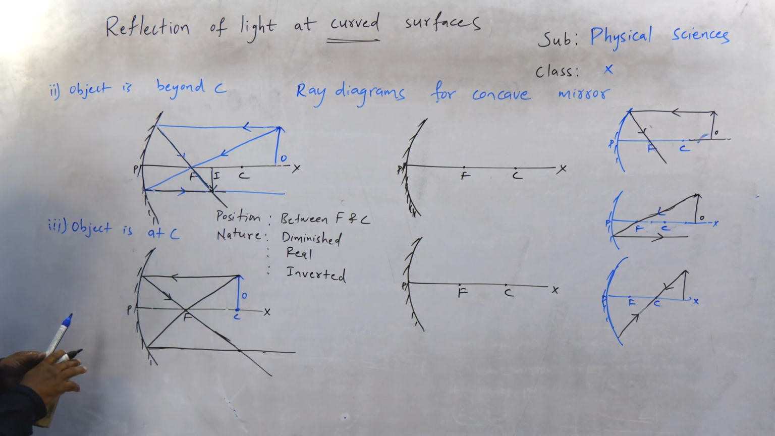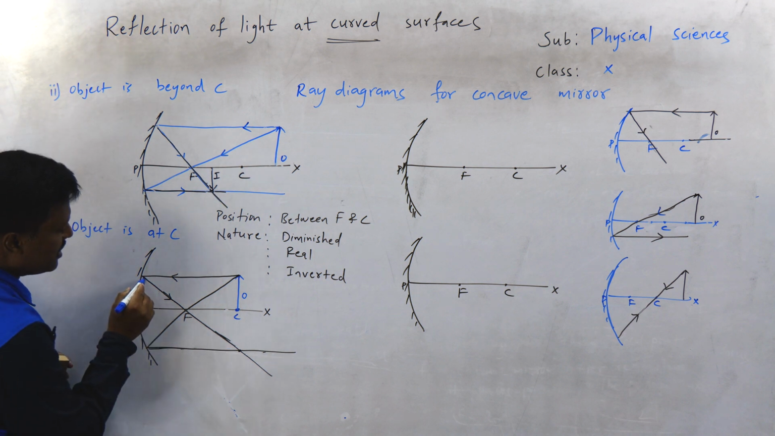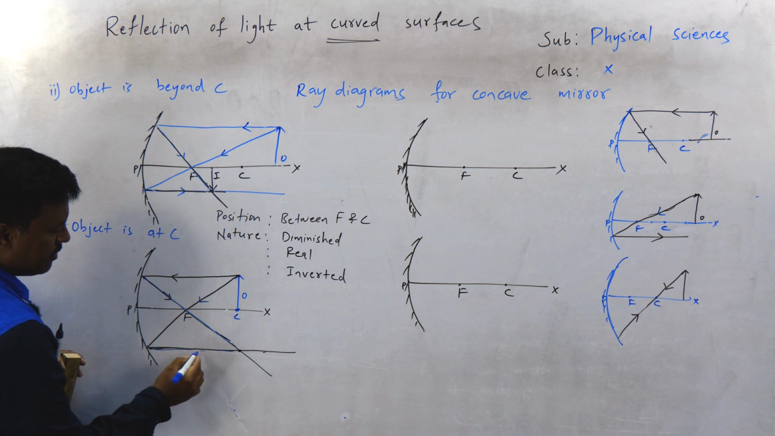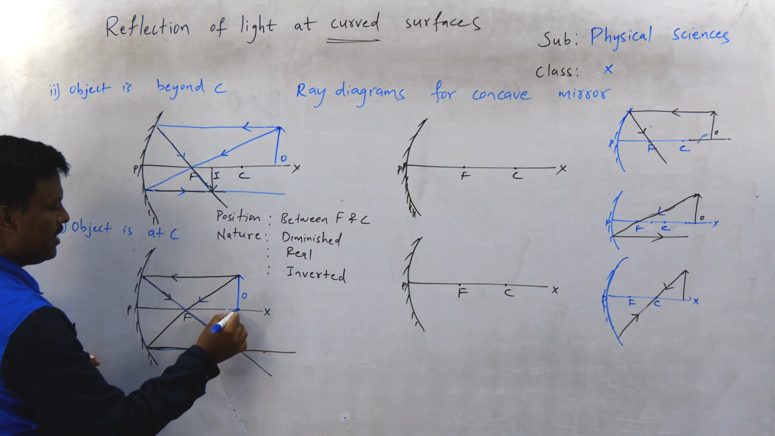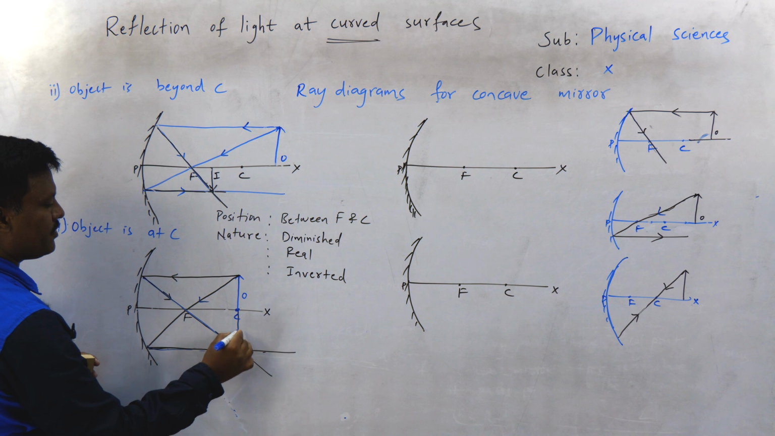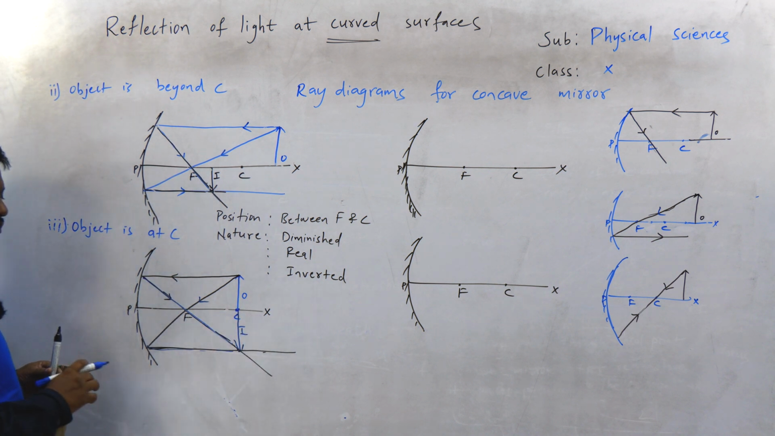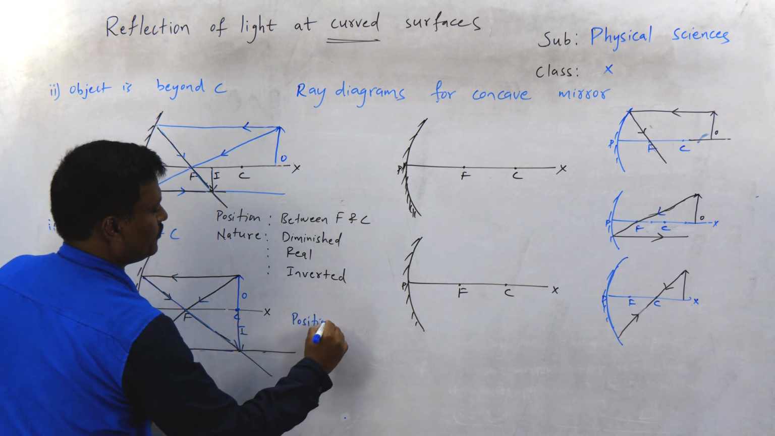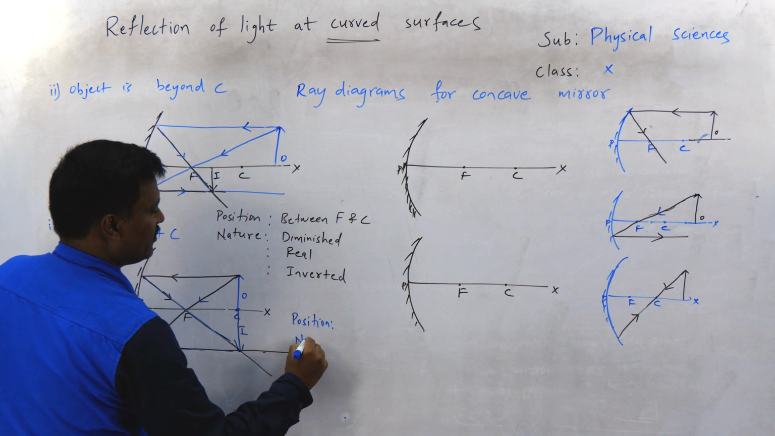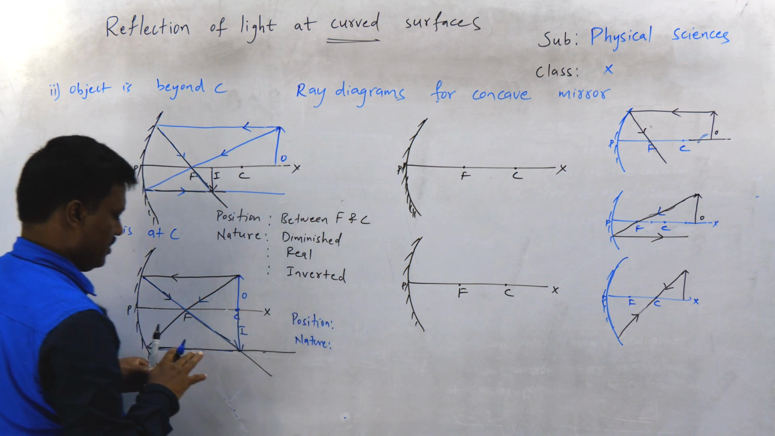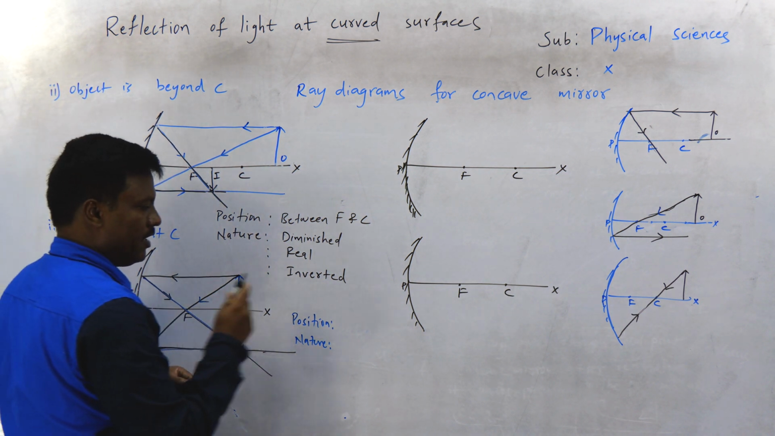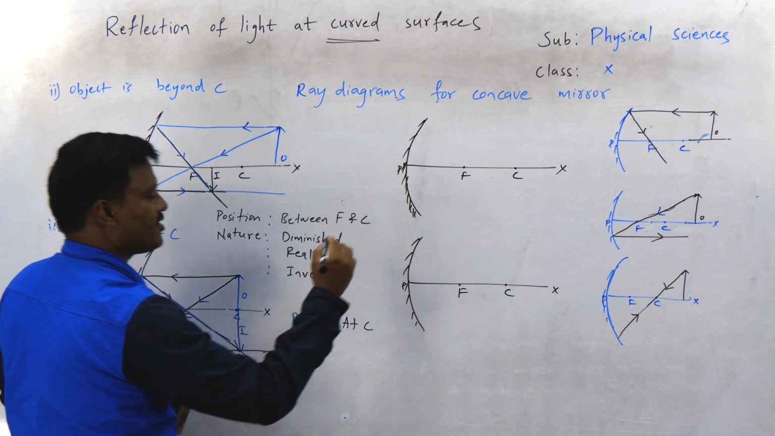See, both are meeting here. Where are they meeting? They are meeting here. So this is the reflected ray and this is also reflected ray, right? So both the reflected rays are meeting at this point. Okay, so this is the image. Now what is the position of the image, and the nature of the image? Position: object is at C, image also forms at C.